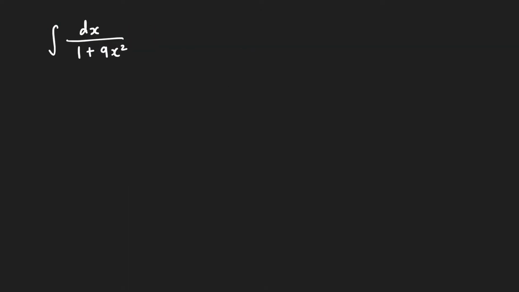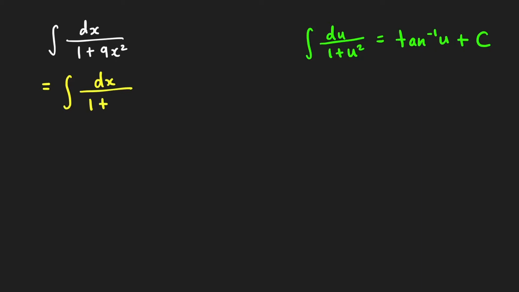First, let's integrate dx over 1 plus 9x squared. It seems that our integral is in the form integral of du over 1 plus u squared. So for this integral, we're thinking of using the formula integral of du over 1 plus u squared, which is equal to tangent inverse u plus c. Now, what is u in this case? If we're going to write our integral in this form, then we have to write this one here as integral of dx over 1 plus u squared.